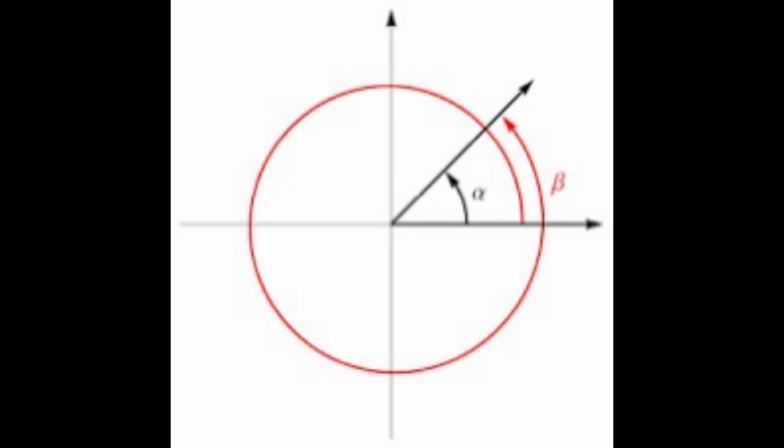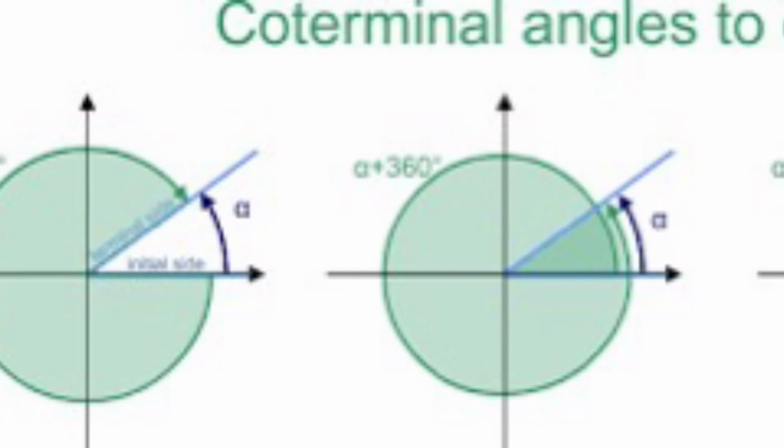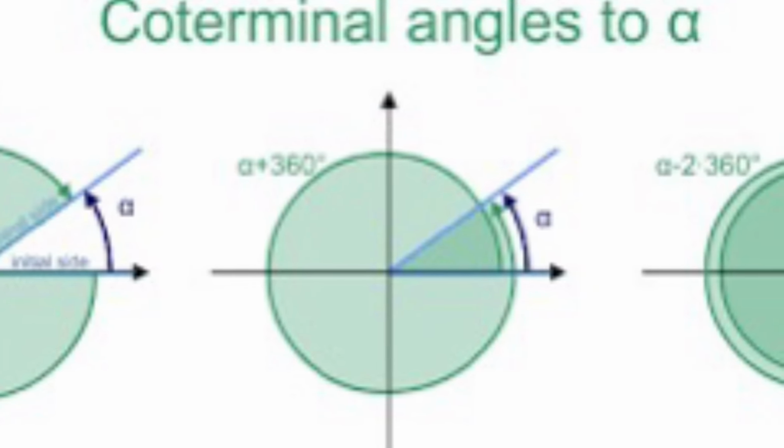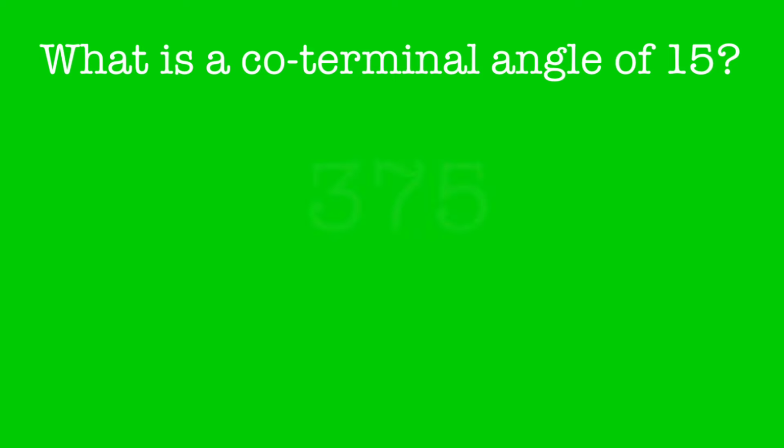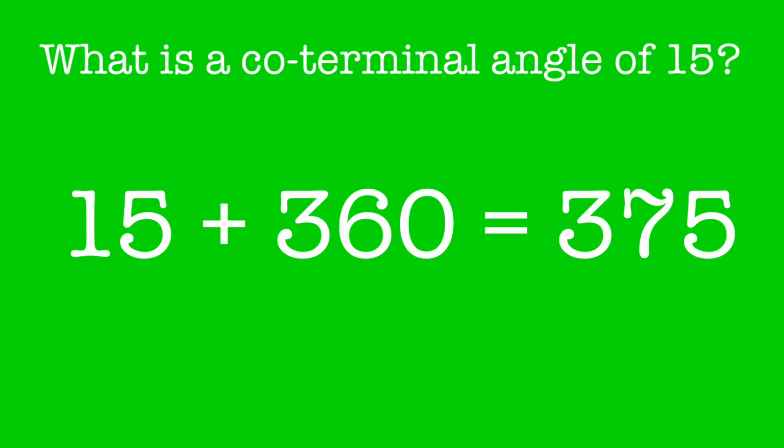Coterminal angles are the easiest things to understand with a unit circle. You can basically add and subtract 360 or its multiples in order to find an angle that shares the same terminal side. For example, a coterminal of 15 could be 375, for 15 plus 360 equals 375.